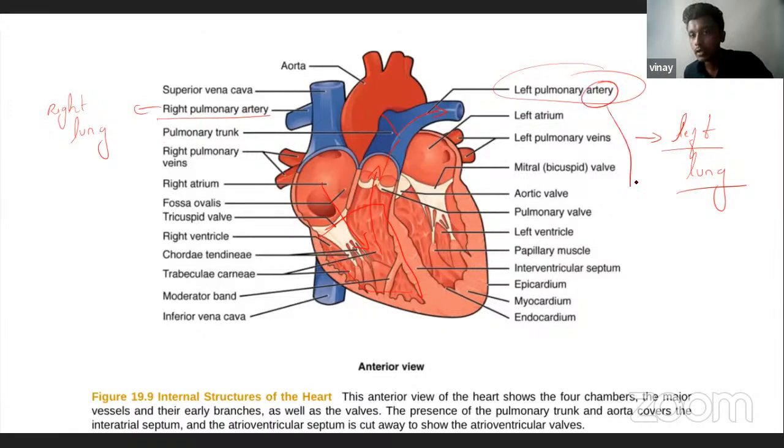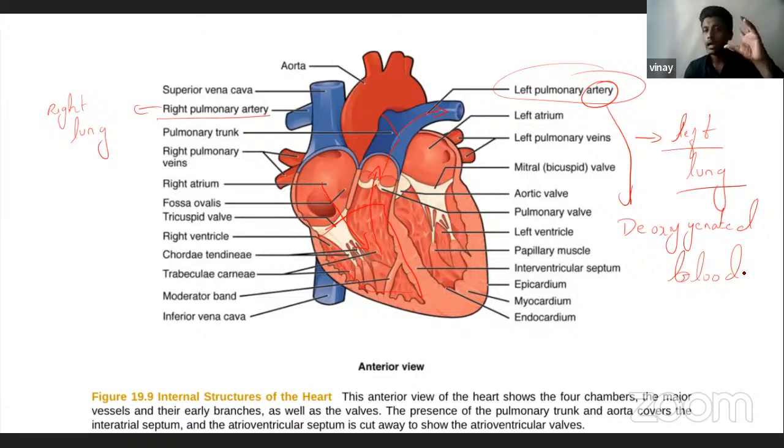Arteries carry what? Deoxygenated blood. They carry deoxygenated blood from the heart to the lungs. Now, in the lungs, oxygenation will happen. Once the oxygenation has happened in the lungs, what happens? It comes back through the left pulmonary veins and right pulmonary veins. Once it comes through the left pulmonary vein from the left lung and the right pulmonary vein from the right lung, it fills our left atrium.